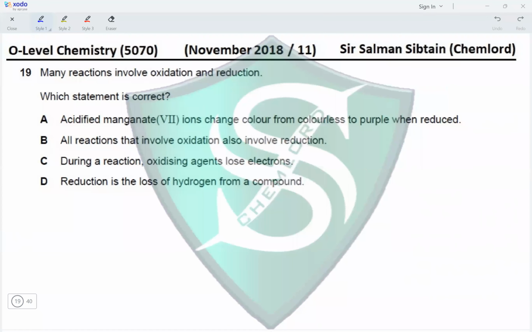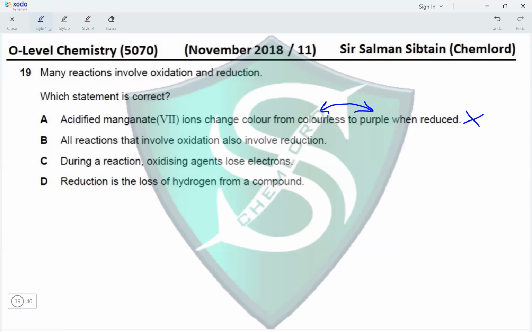Question 19. Many reactions involve oxidation and reduction. Which statement is correct? Acidified manganate ions change color from colorless to purple when reduced? No, they change color from purple to colorless when reduced. Or you can say they go from colorless to purple when oxidized. So in either way, this statement is incorrect.